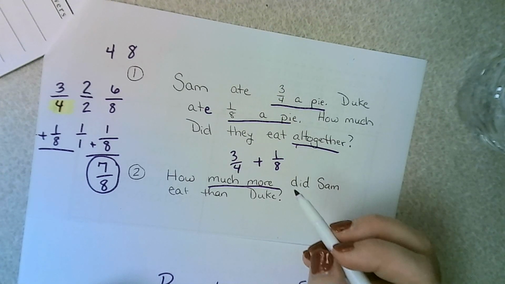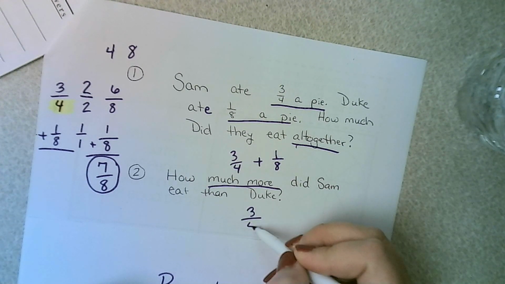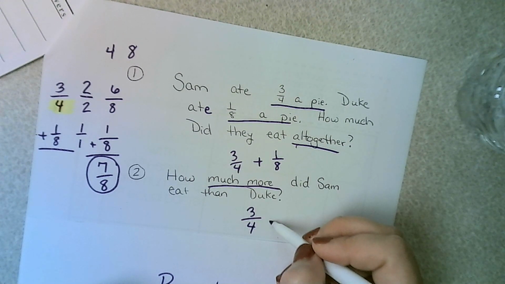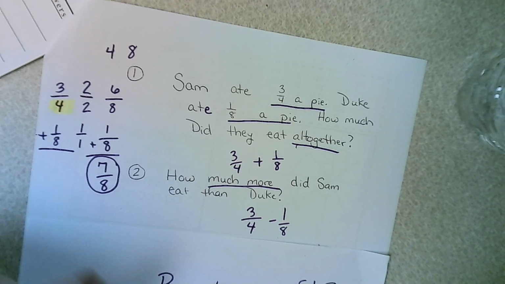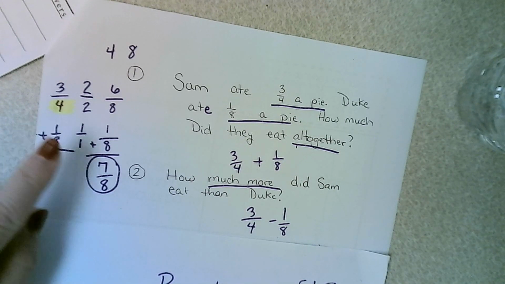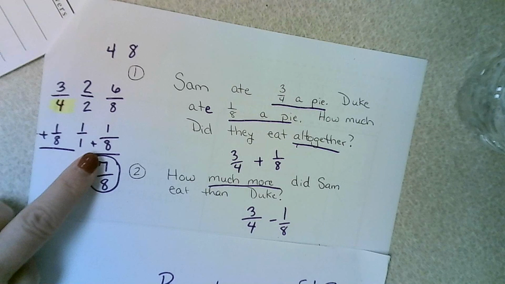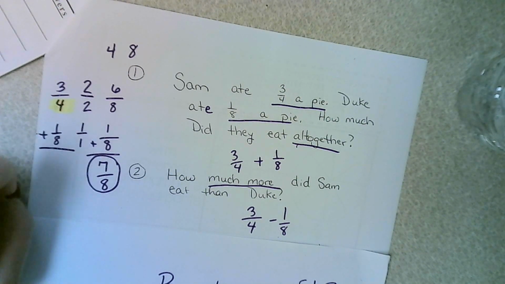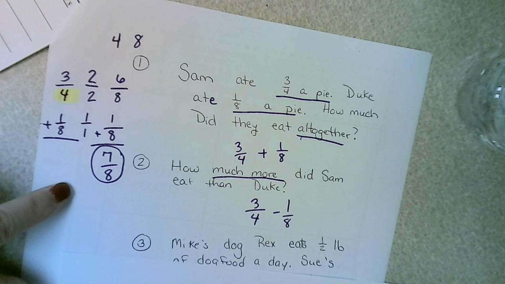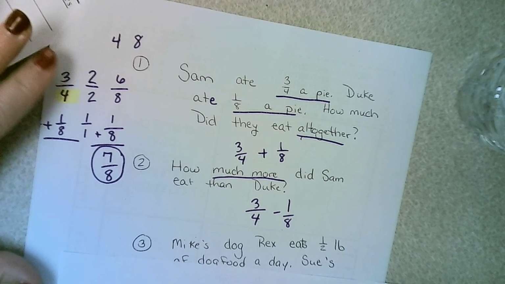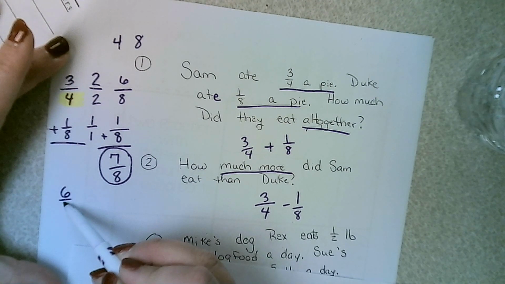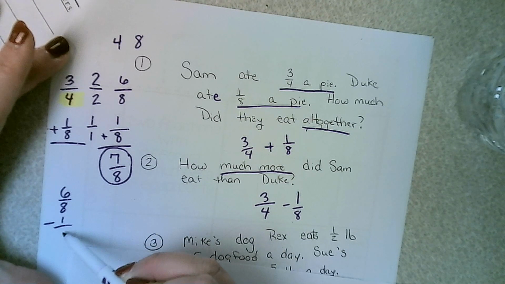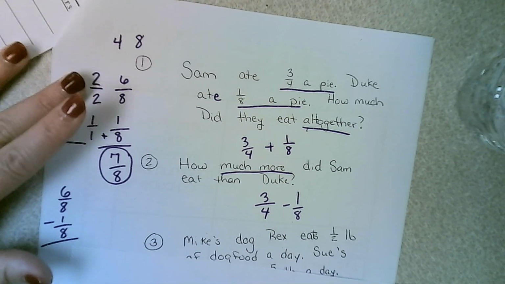So Sam is 3/4, and Duke is 1/8. Now, here's the kicker. Do I already have the common denominators figured out for these two numbers? Yeah. Do I already have the actual equivalent fractions that I'm going to use for these two fractions? Yeah. So setup should be pretty easy because you've already done it. 6/8 minus 1/8. Go figure.